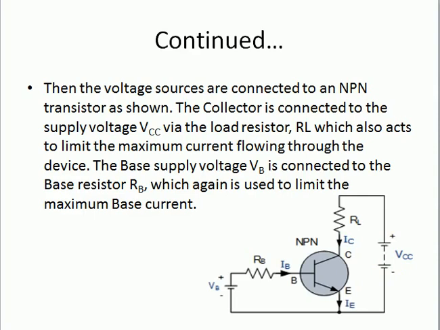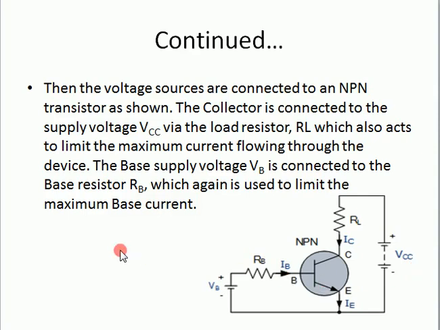Then the voltage sources are connected to an NPN transistor, as shown here. Here you see this is basically an NPN transistor, and here we have the voltage sources that we are connecting. Let's suppose that between the base and the emitter we are connecting a supply known as VB, and between the collector and emitter we are connecting a supply that is the VCC. Basically this VCC is the main voltage that drives the whole circuit.